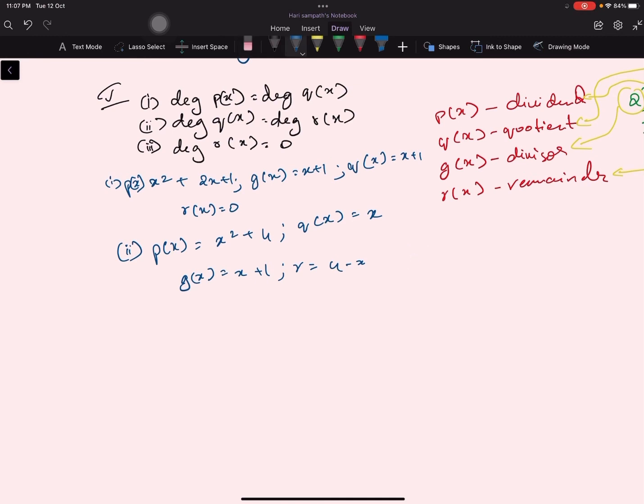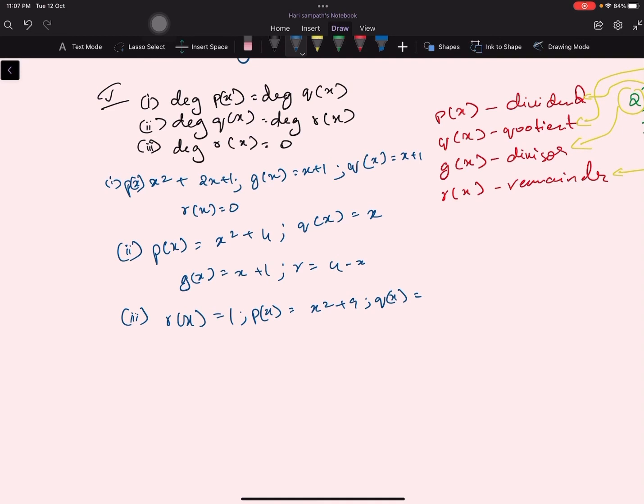So degree of r of x should be 1. The third one is just saying that r of x should be 1, because anything to the power of 0 equals 1. We know that exponent rule, right? So maybe I could take anything like p of x will be x square plus 9, or wait, it could even be, yes, it can be x square plus 9.